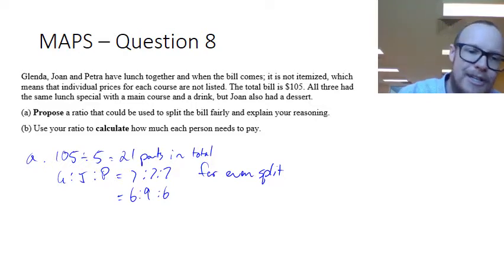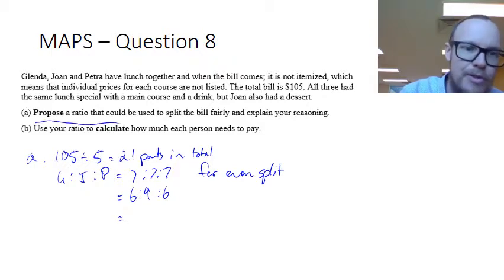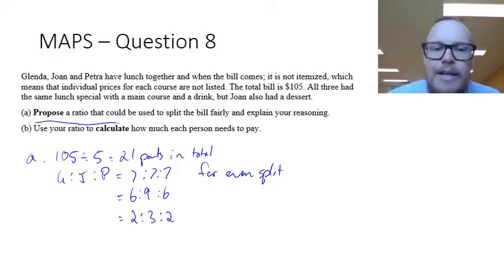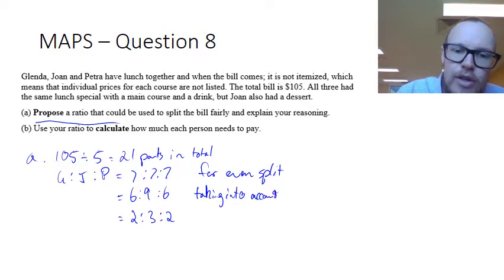6 to 9 to 6. So that is equal to, if I put it in simplest form, because the question is asking to propose a ratio, I should put it in simplest form and divide each of them by 3. I get 2 to 3 to 2. That's our split for taking into account dessert.